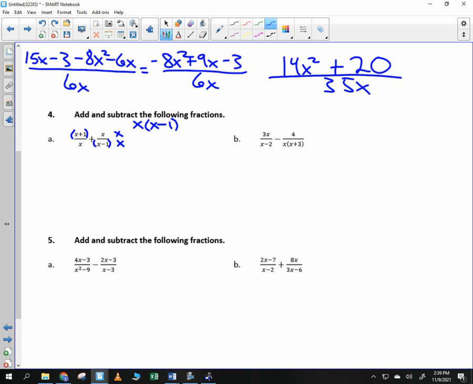Top and bottom here by? Good. So this is a little bit involved. Notice that we get x times x minus 1 in the denominator. In the numerator, you have x minus 1 times x plus 1. And then you have plus x times x, which is x squared.